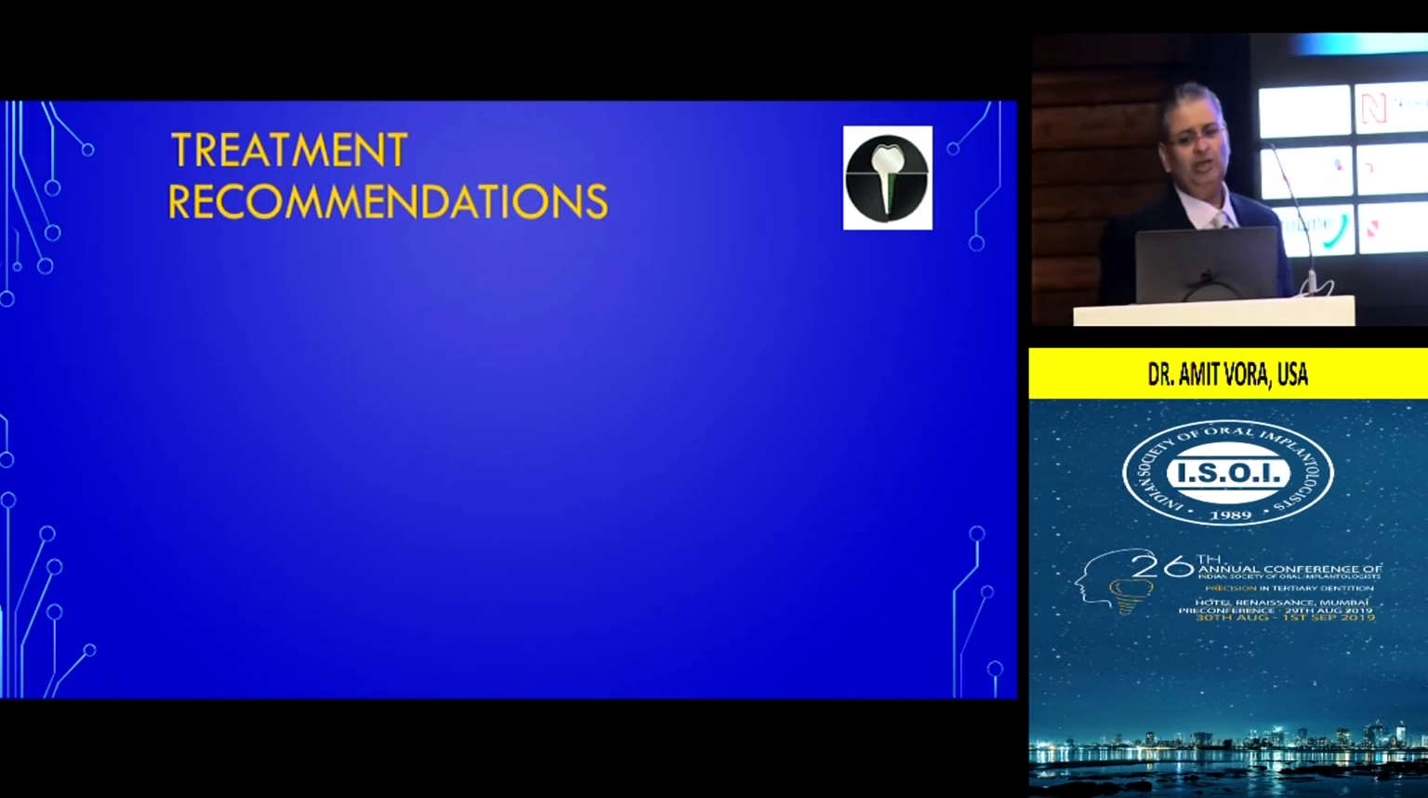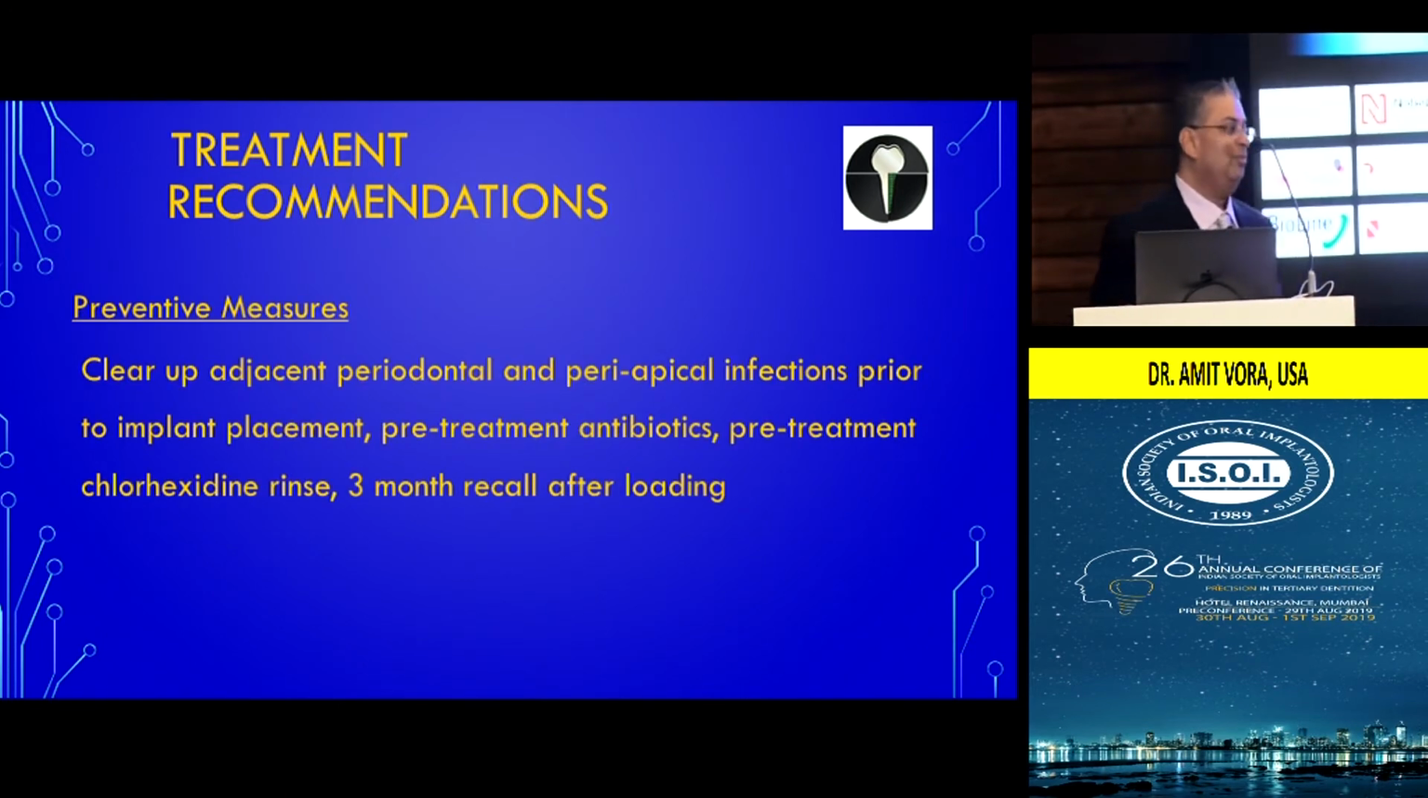As far as treatment of this peri-implantitis or peri-implant mucositis, first of all, you want to make sure you prevent these from occurring. The way you prevent it is you clear up adjacent periodontal and periapical infections prior to implant placement. And that's a big key.